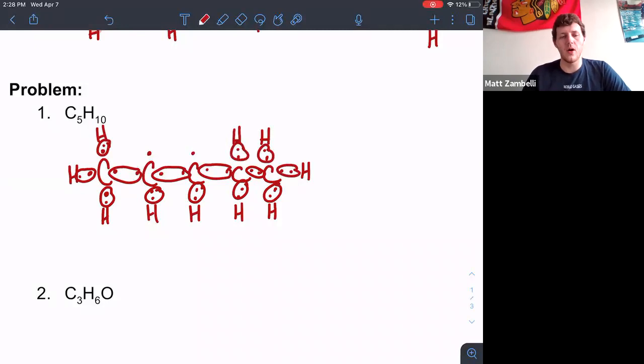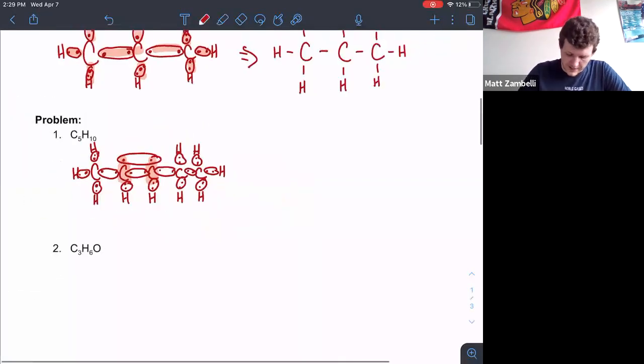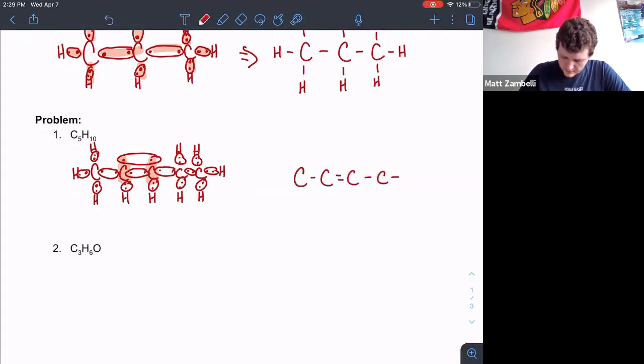And we have no more elements to use, which means all the unpaired valence electrons need to be paired up with another element, which means these 2 that are unpaired up here and here are going to bond together, which means these 2 carbons are going to create a double bond. So we should have a double bond between 2 carbons, and then a single bond between the rest of them, and a single bond between each hydrogen.